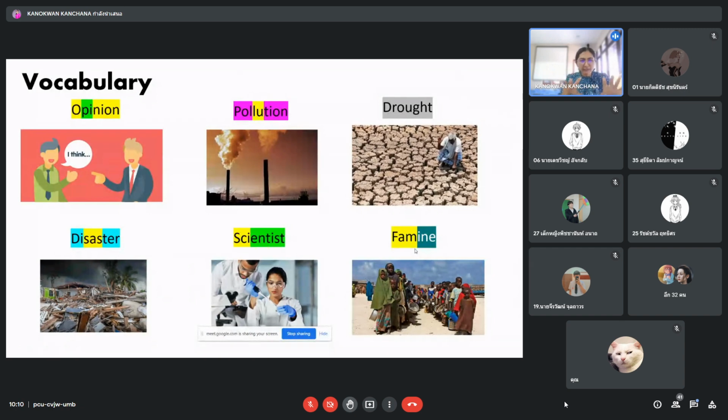So have a look at some of these things, everyone. You may see the different colors between the letters. So with the first one, I think, this word is opinion.